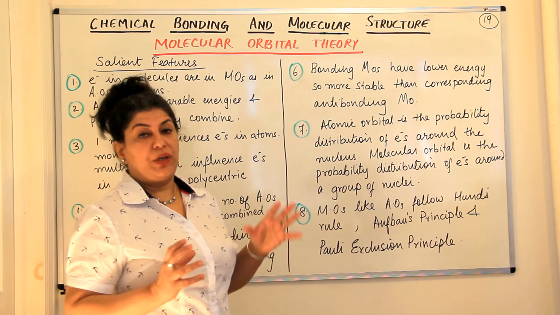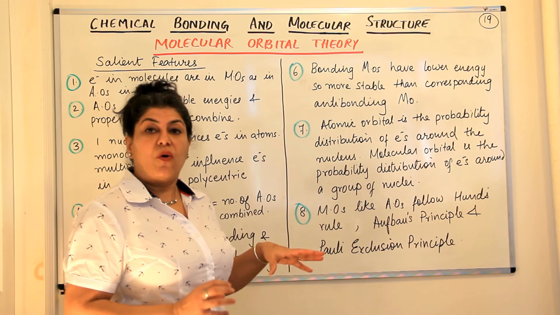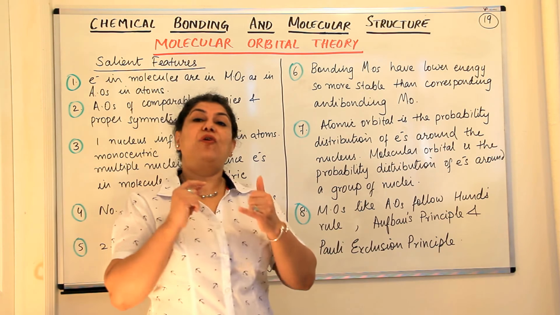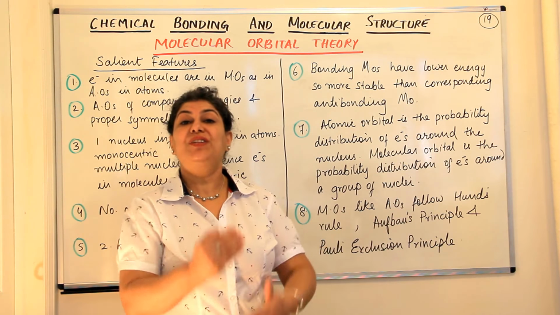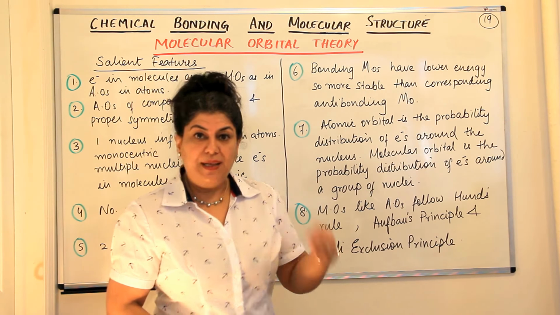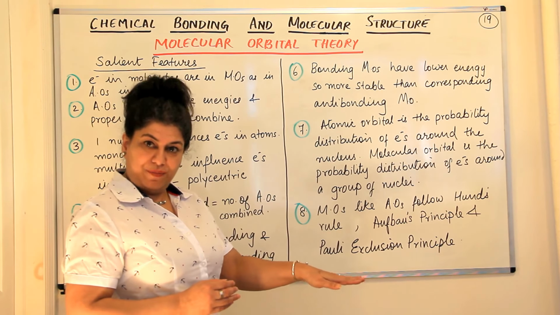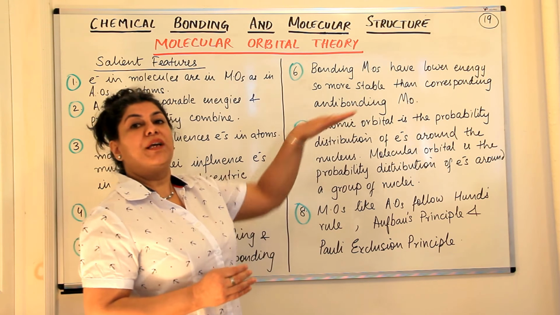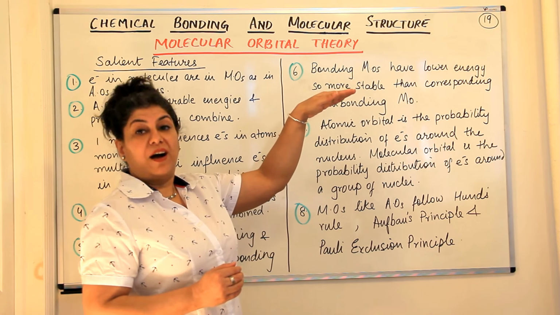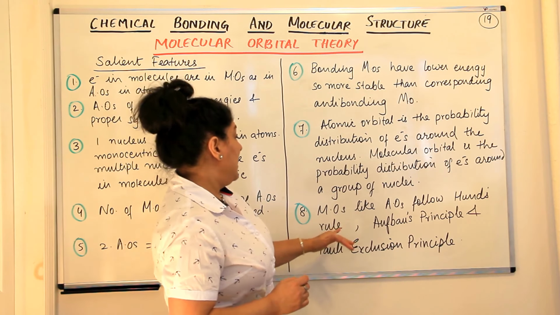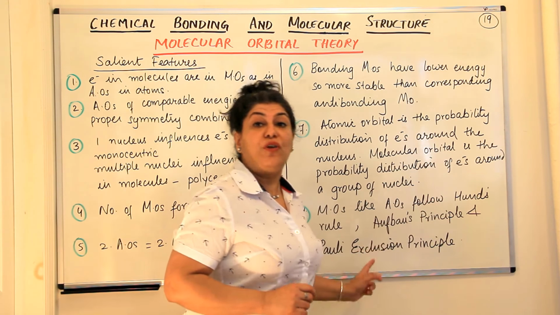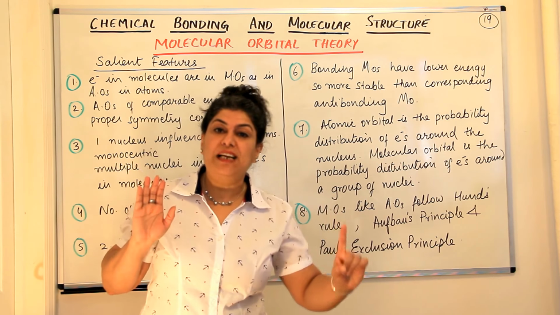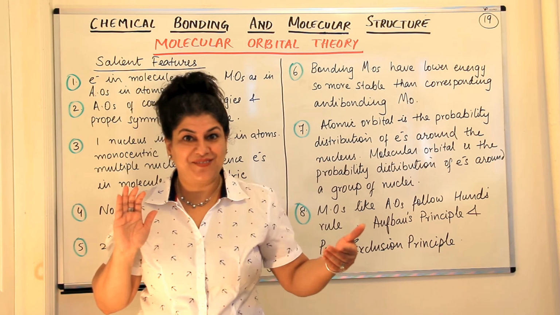The last point, the salient feature in molecular orbitals, is that just like atomic orbitals, when we study the molecular orbitals, we find that they follow the same rules of electronic configuration. They follow Aufbau's principle, that is, the molecular orbital of lowest energy level fills up first, and then the electrons keep going to the energy levels that are higher and higher. And then they follow Hund's rule of maximum multiplicity. If you have degenerate molecular orbitals, they will first be singly occupied and then the pairing will start, right?